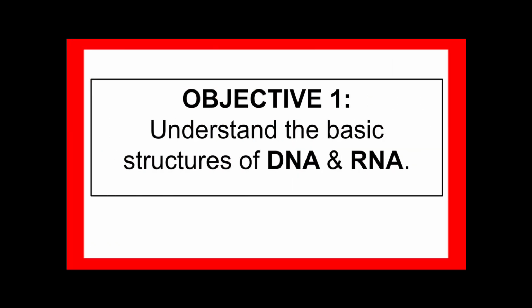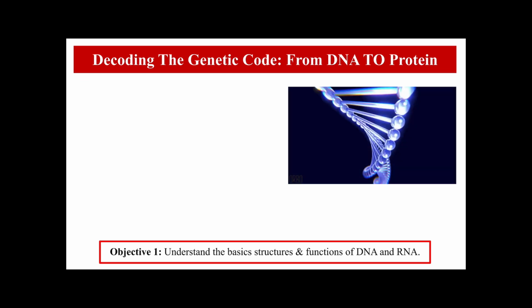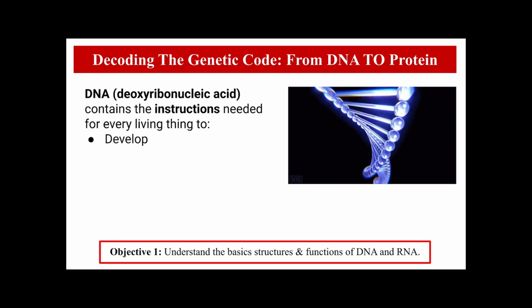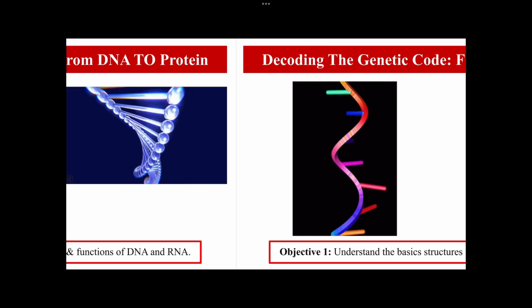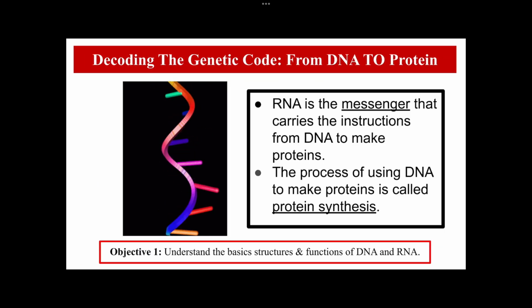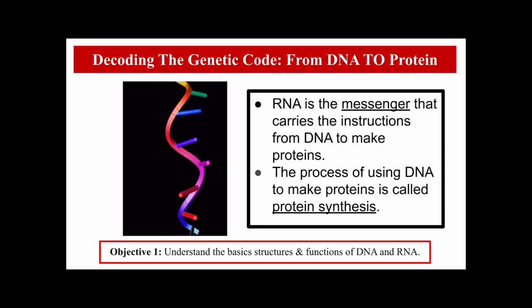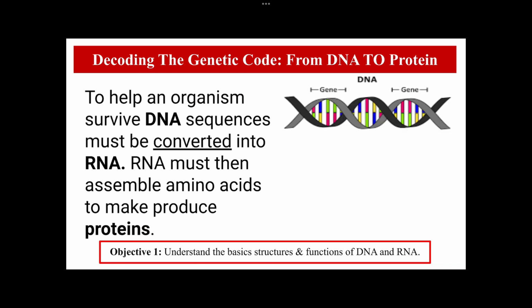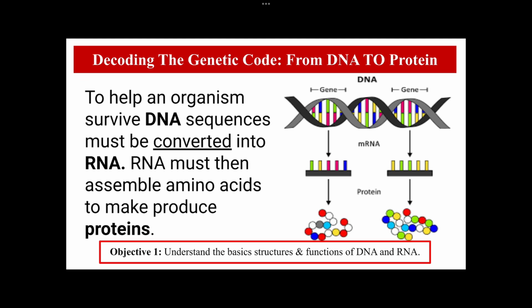Objective 1. The basics of DNA and RNA. DNA, or deoxyribonucleic acid, is the blueprint of life, containing the instructions needed for an organism to develop, survive, and reproduce. RNA plays a crucial role as the messenger, carrying DNA's instructions for protein synthesis. The process of using DNA to make proteins is called protein synthesis. To help an organism survive, DNA sequences must be converted into RNA. RNA must then assemble amino acids to produce proteins.